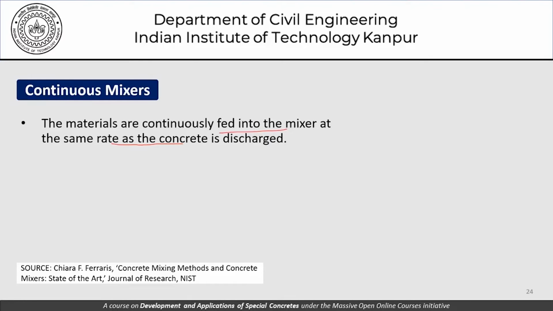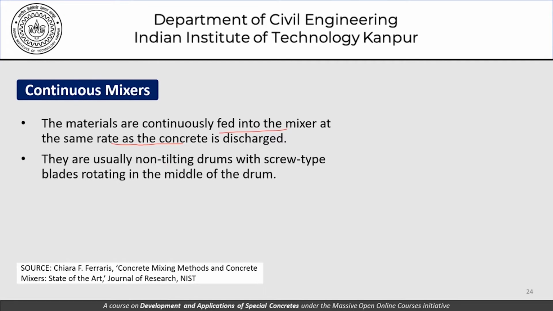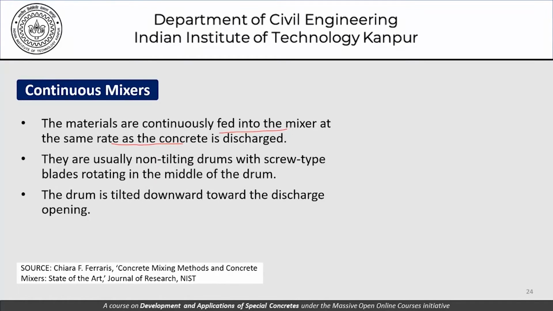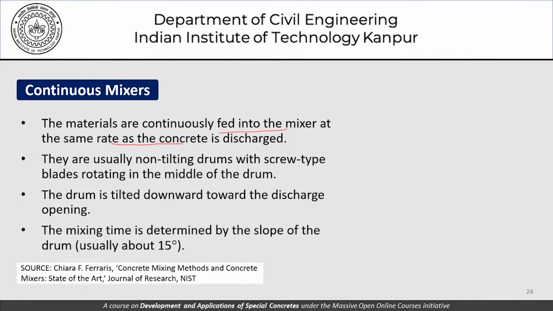Now they are usually non-tilting drums with screw-type blades rotating in the middle of the drum. The drum is tilted towards the discharge opening, which facilitates the discharge, and the mixing time is determined by the slope of the drum, which is usually about 15 degrees.